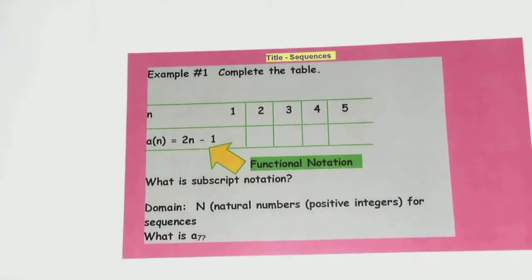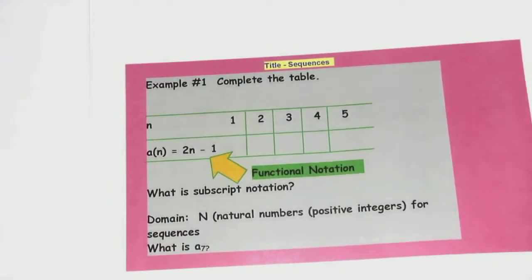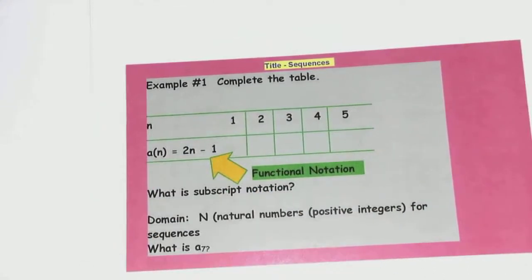Our first unit is going to be on sequences. We're going to do 6 examples here. We're going to fill in the chart and work from there. Example 1, you have 5 numbers that we want to find in the sequence. That's what n is going to stand for.